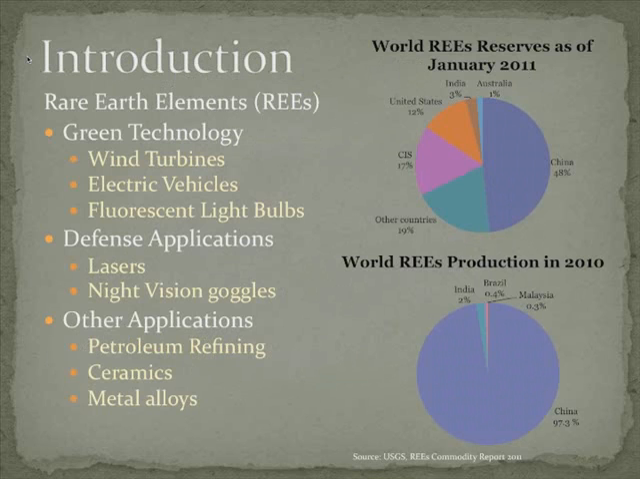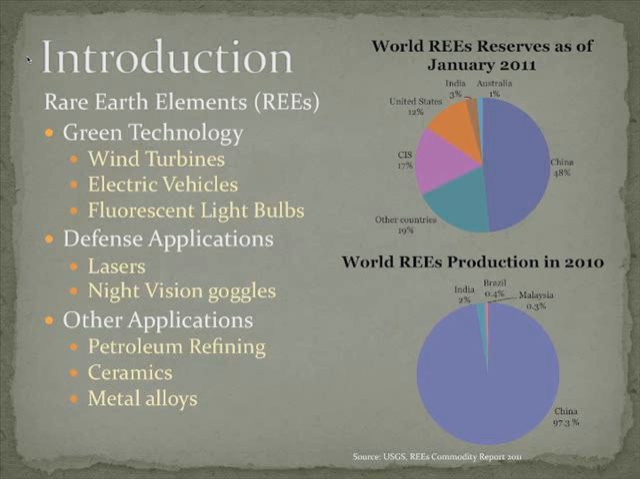Rare earth elements, or REEs, comprise the group of elements from atomic numbers 57 to 71 and number 39. These elements are crucial for producing components of green technology, such as rechargeable batteries used in hybrid cars, permanent magnets used in wind turbines, and fluorescent light bulbs. These elements are also used in the defense industries for lasers and night vision goggles. There are many other applications of REEs, including petroleum refinery and metal alloys.